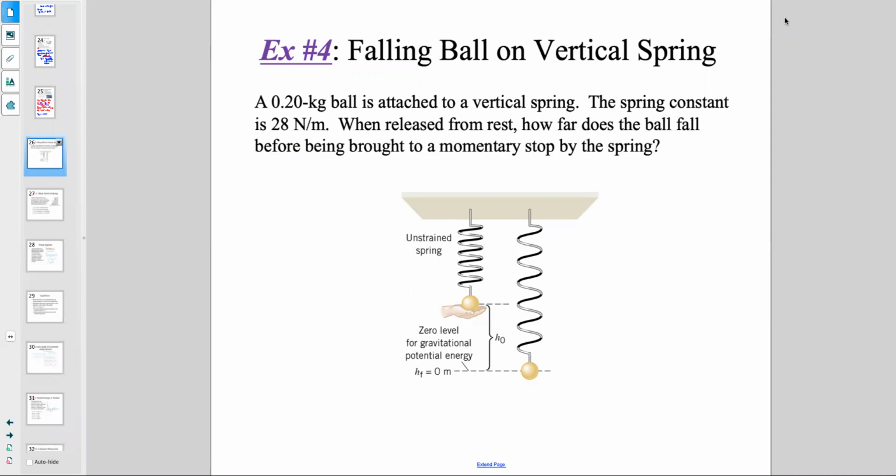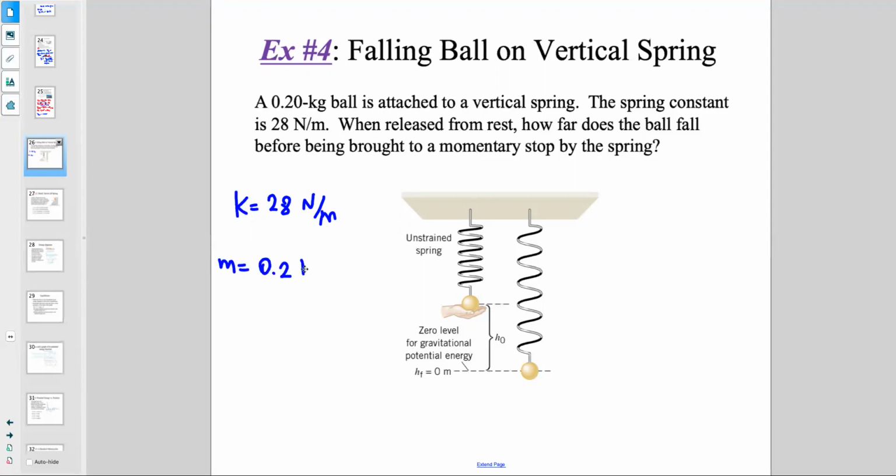A 0.2 kilogram ball, which is right there, is attached to a vertical spring. Obviously it is subjected to a force of gravity. The spring constant is 28 newtons per meter. So I have k equals 28 N/m, and the mass of the ball is 0.2 kilograms. I'm just going to write down what I have.